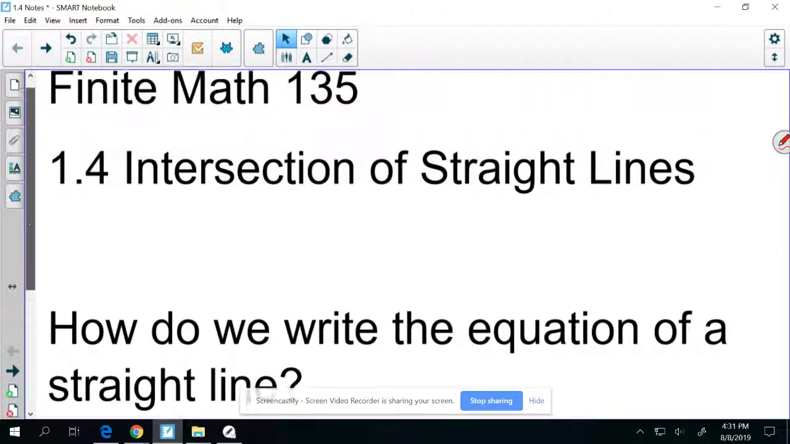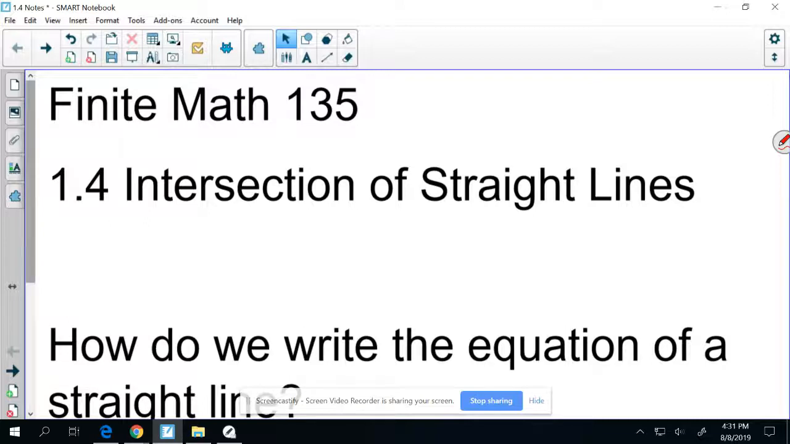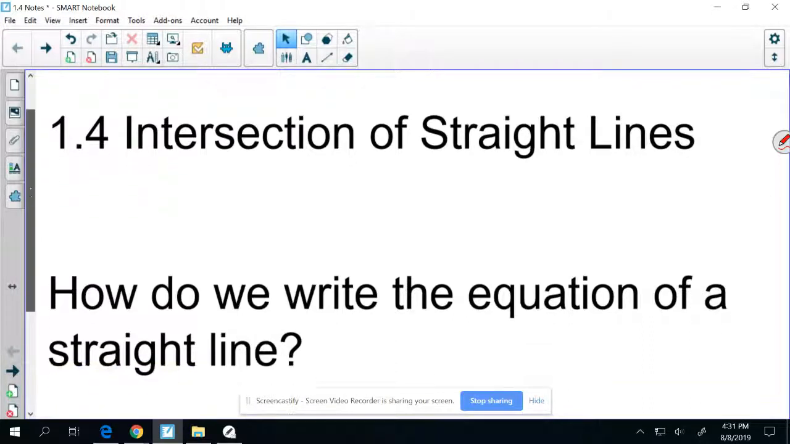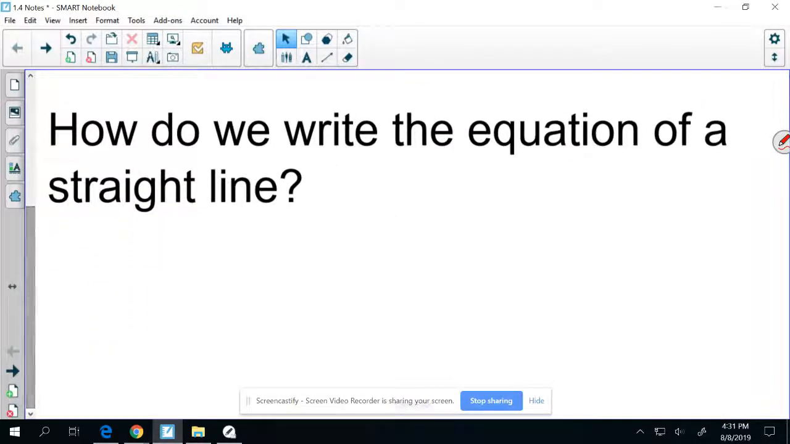We are going to start. This is weird looking right now, but the first section is section 1.4, which is intersection of straight lines, which hopefully is going to be a review for you. So first question is, how do we write the equation of a straight line?